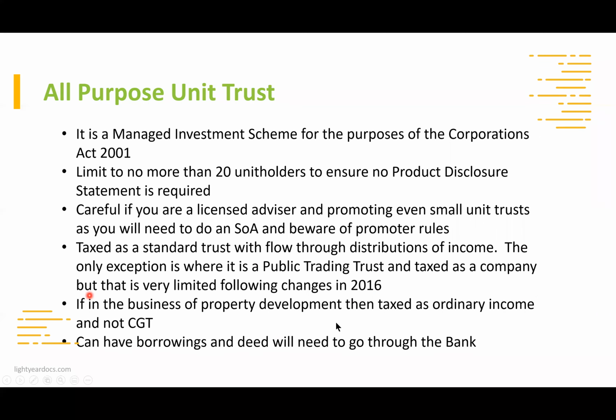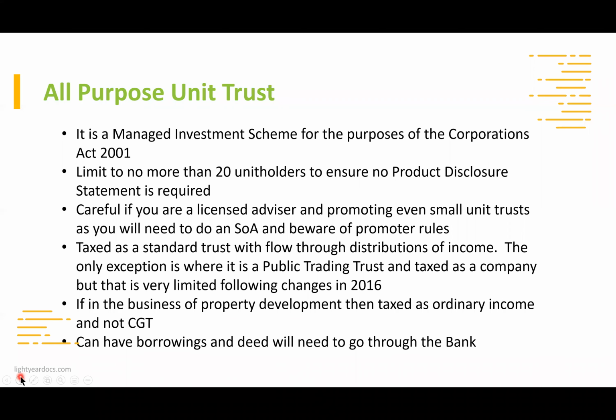If it's in the business of property development, so one of the things we said there is that obviously we love the CGT, but if you're in a business of property development, then it's just going to be taxed as ordinary income. So your profit will just be income, and that will then flow through to your beneficiaries, and there won't be a CGT event at that stage. You can have borrowings. If you want to do borrowings, the deed's going to obviously need to go through to the bank. And look, I'm happy with where our deed is.